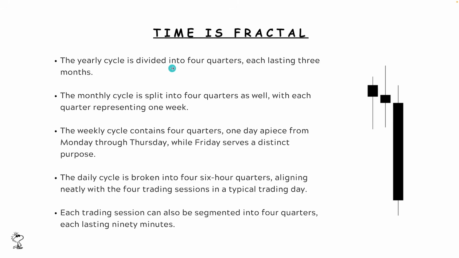The yearly cycle is divided into 4 quarters, each lasting 3 months. Think of the first quarter of a year as consisting of the first 3 months: January, February, March, etc., for the remaining quarters. Same thing, they're all fractal. The monthly cycle is split into 4 quarters as well, with each quarter representing 1 week. The weekly cycle contains 4 quarters as well, 1 day apiece from Monday through Thursday. Friday serves a distinct purpose. A lot of people who study quarterly theory know Friday has its own function. It does not fit within a weekly cycle.